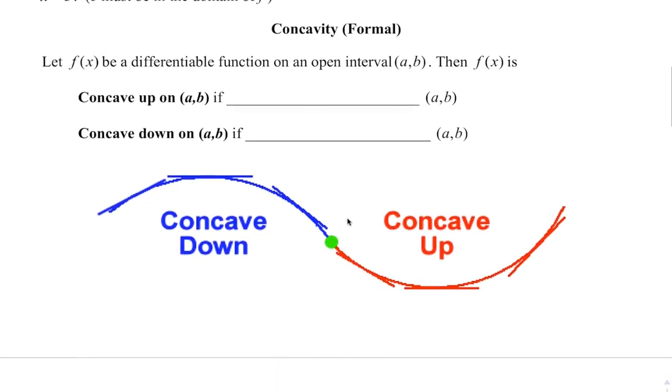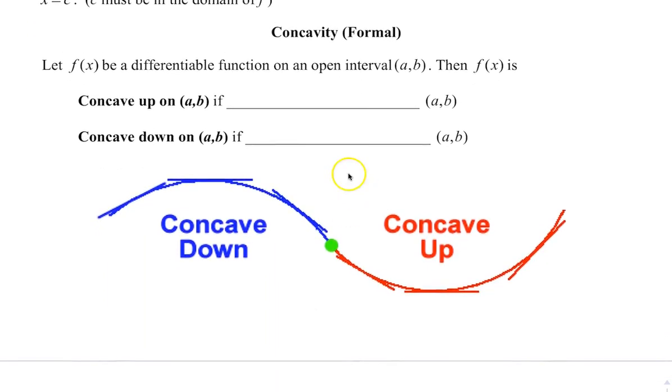Formally, let f of x be a differentiable function on open interval a, b. Then f of x is concave up on a, b if the slopes are increasing. Let's look at the slopes here. Notice I put lines here. If you look at the slope here, it's a negative slope, it's opening down. Then we have a zero slope. Then we have a positive slope. That means your slope is increasing. We're going from negative to positive. So all concave up means is your derivatives are increasing, or your tangent slopes are increasing.